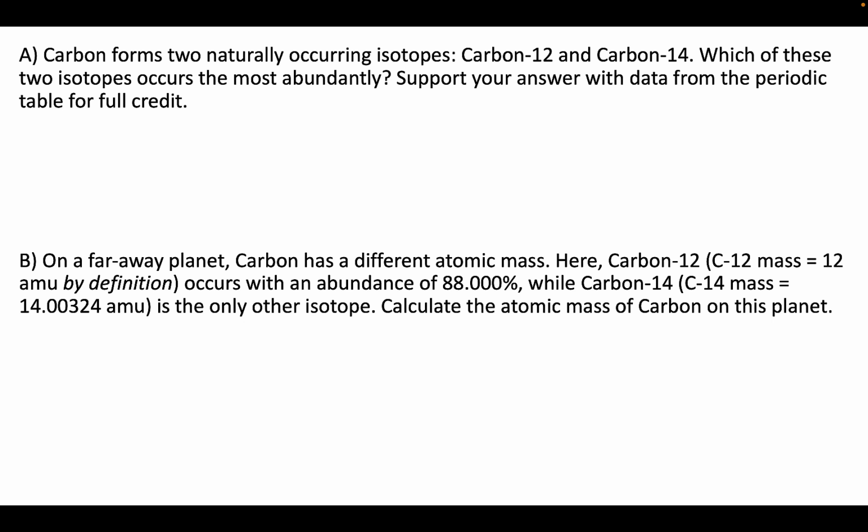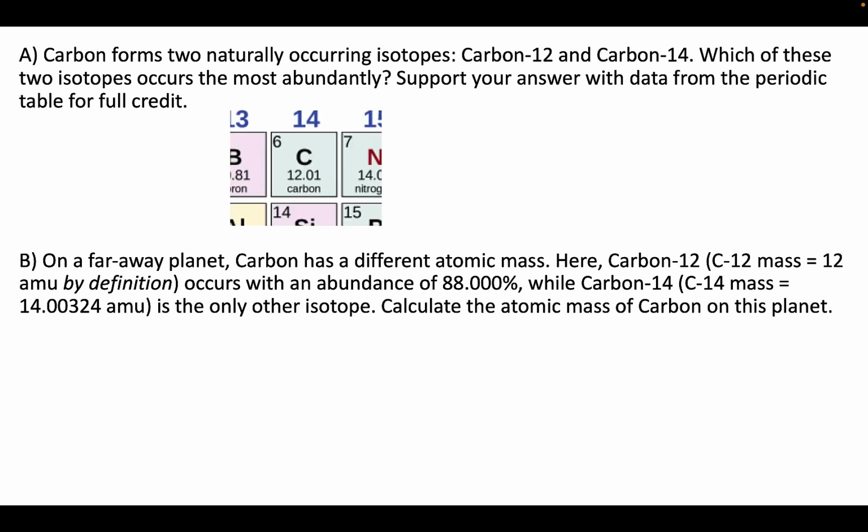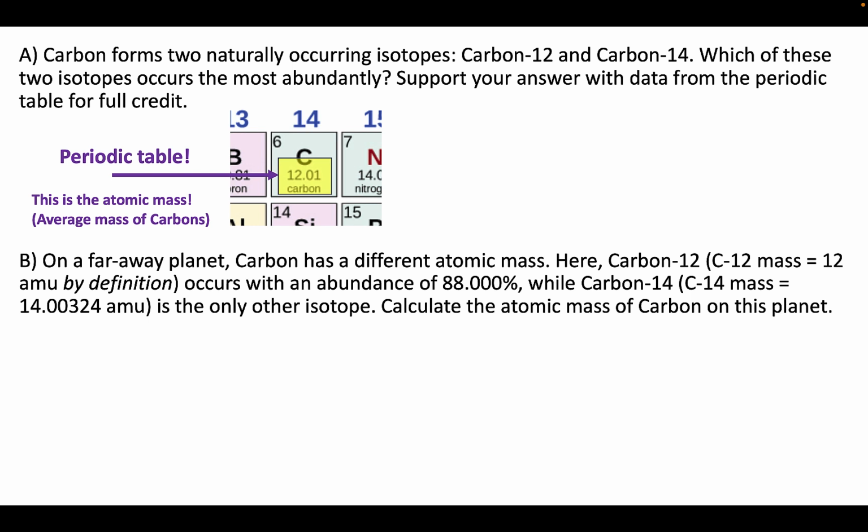So how does a periodic table relate to carbon-12 and carbon-14? Let's look at the periodic table. We get the reference for carbon, and we see the following: carbon, 6, that's the number of protons, and 12.01. What does this mean? This comes from the periodic table, and what is the significance?